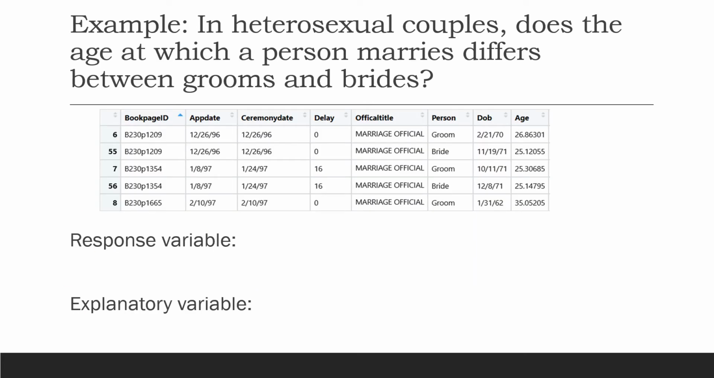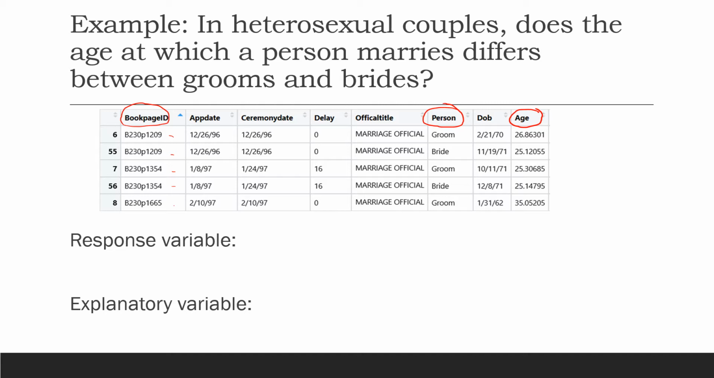Another example that is shown in the book looks at the question, in heterosexual couples, does the age at which a person marries differ between brides and grooms? So in this situation, we're using a data set called the marriage.csv data set. And you can see the age is here. And the variable person here is indicating whether the person is the bride or the groom in the couple. And then we've got the book page ID. Actually, if you look at these, you can see there are 2 observations for each of them. So these are the groom and the bride from the same couple.